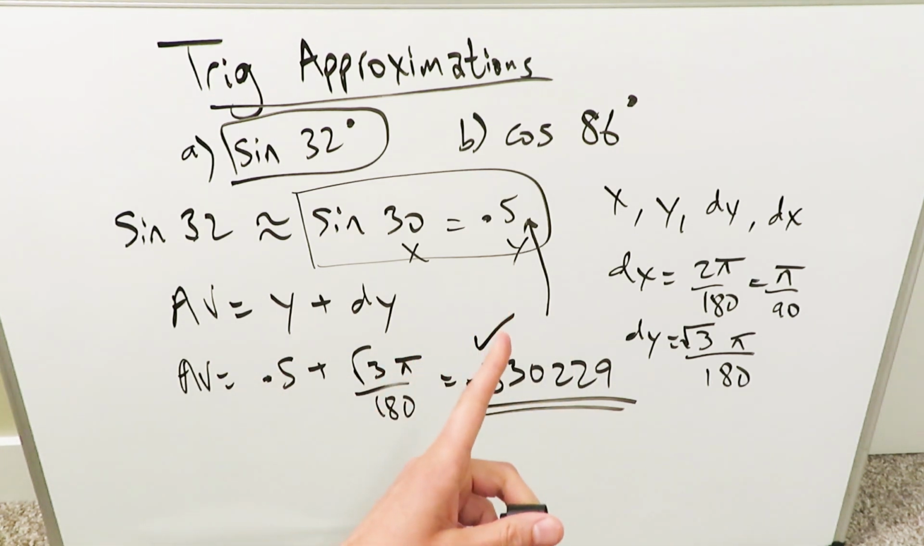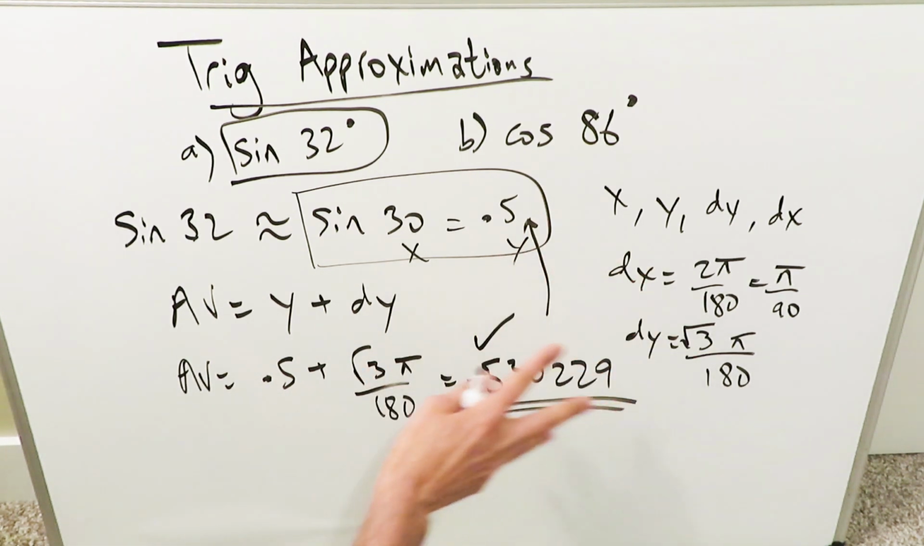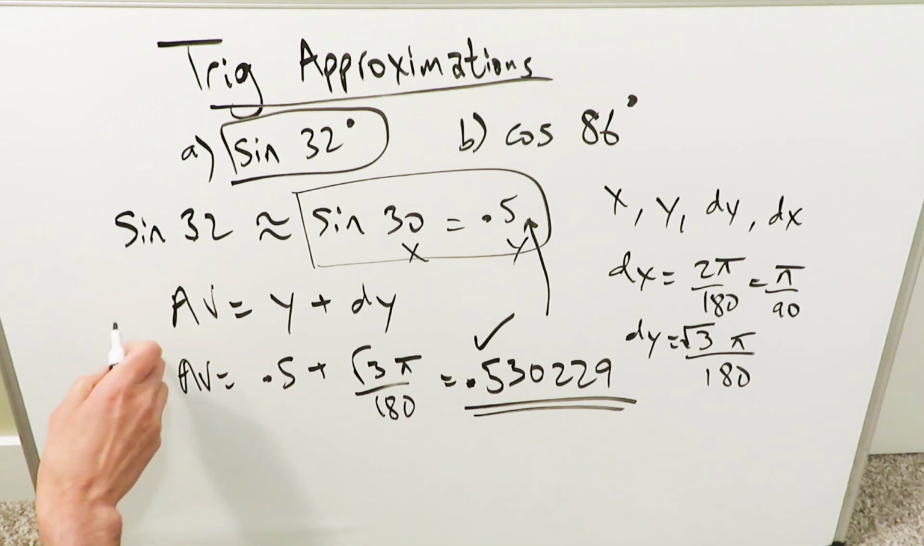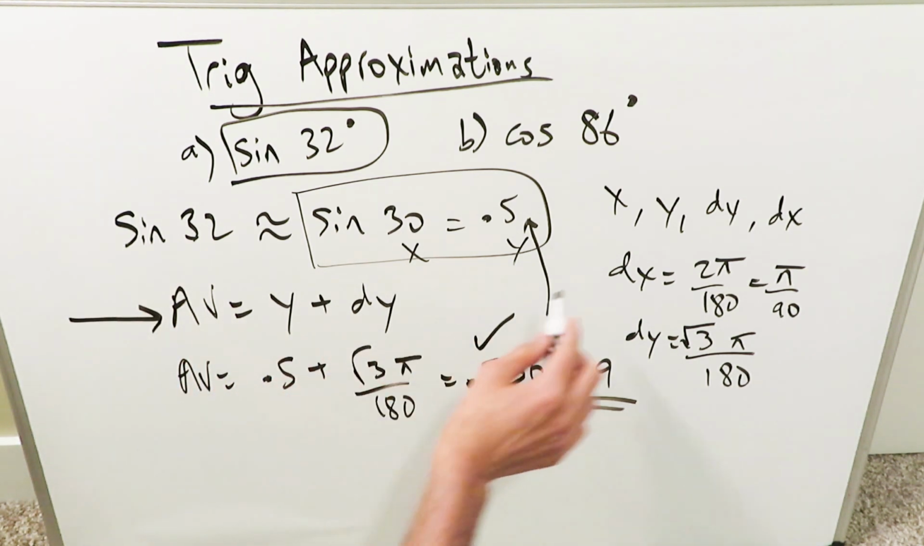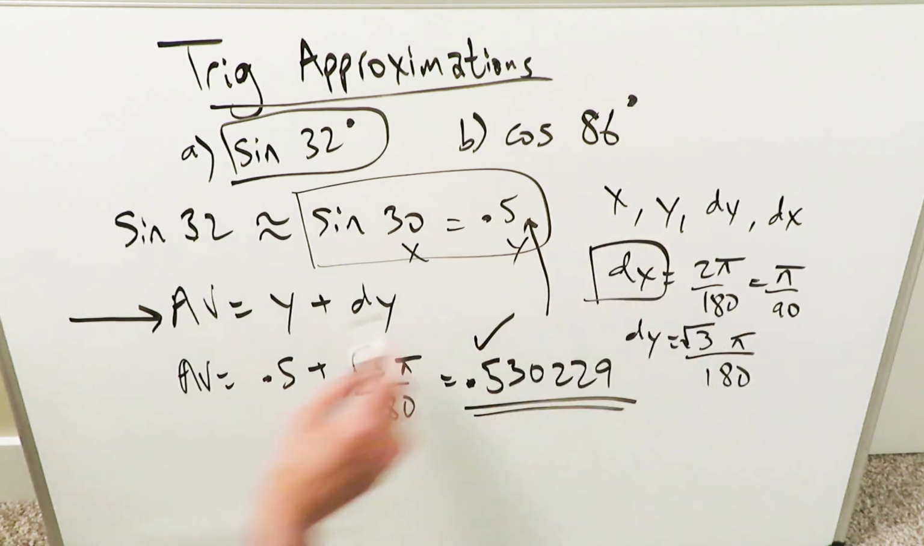Again, you have to determine x, y, dx and dy. They run through this approximation procedure and your ultimate formula is this. Approximation value is equal to y plus dy. Keep in mind this dx must be expressed in radians, not in degrees.